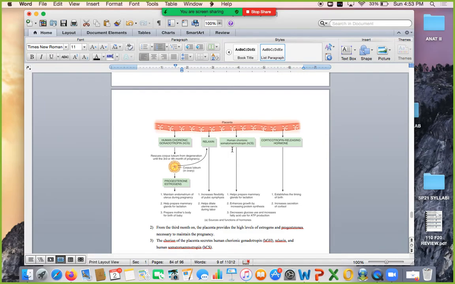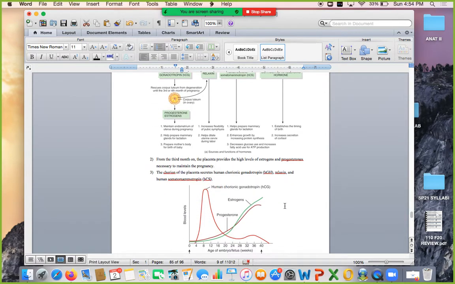We also have human chorionic somatomammotropin, which helps create lactation, so it helps prepare the mammary glands for the lactation event. And also it's going to help enhance growth and decrease the use of glucose and increase the use of fatty acids for ATP production. Last but not least, we have corticotropin releasing hormone, which is going to help establish birthing timing and increase the secretion of cortisol.